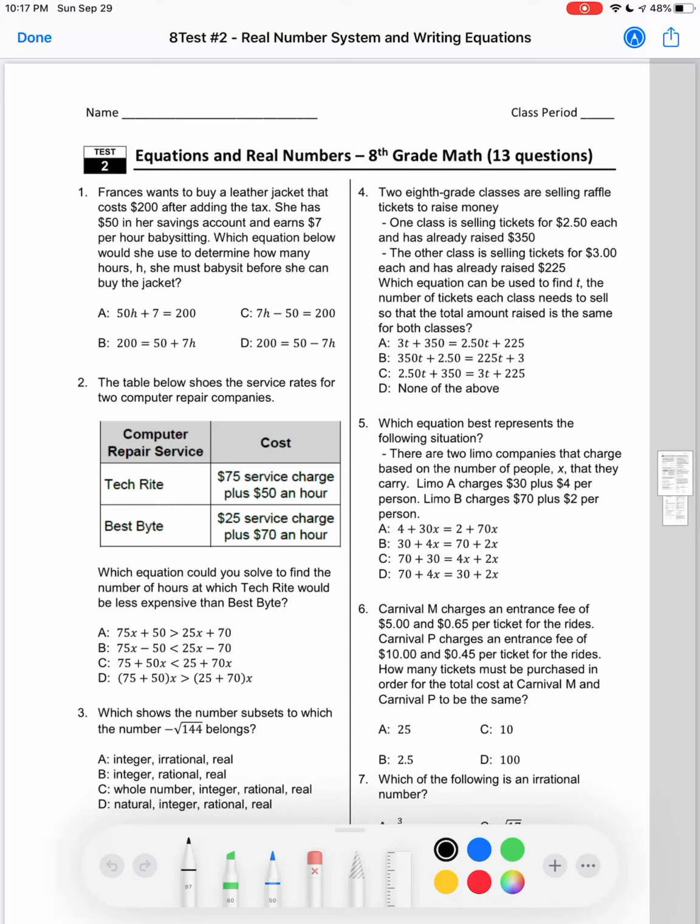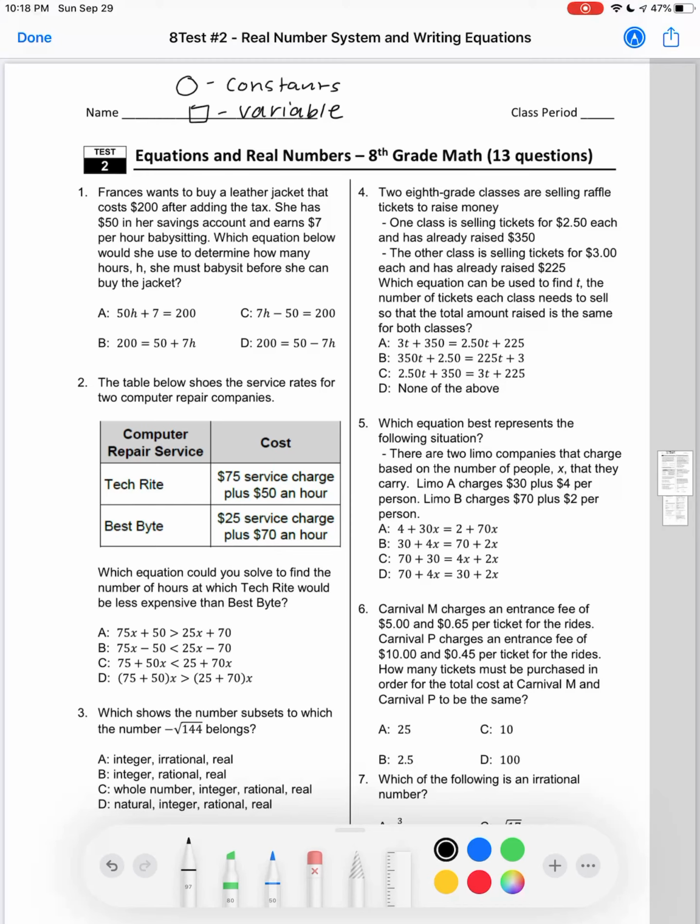The first question says, Frances wants to buy a leather jacket that costs $200 after adding the tax. She has $50 in her savings account and earns $7 per hour babysitting. Which equation below would she use to determine how many hours, H, she must babysit before she can buy the jacket? So, throughout this test, I'm going to be circling constants and boxing variables and trying to underline any key terms.